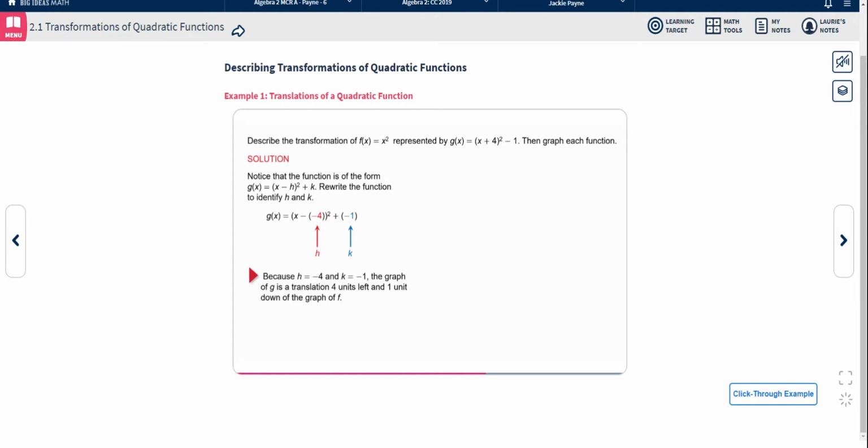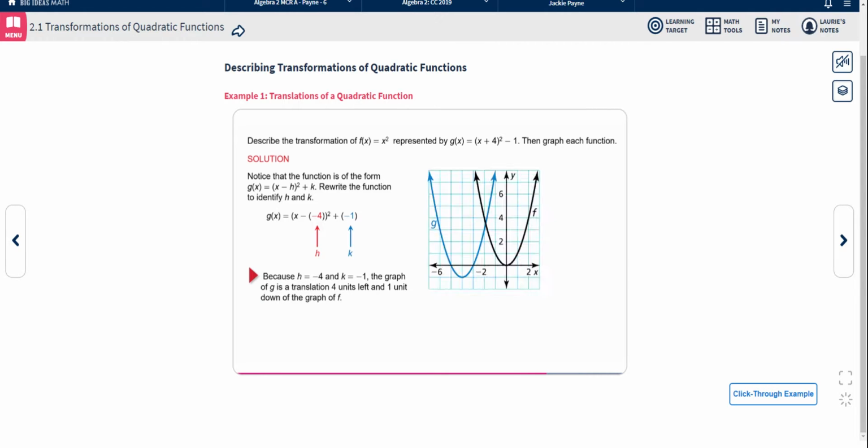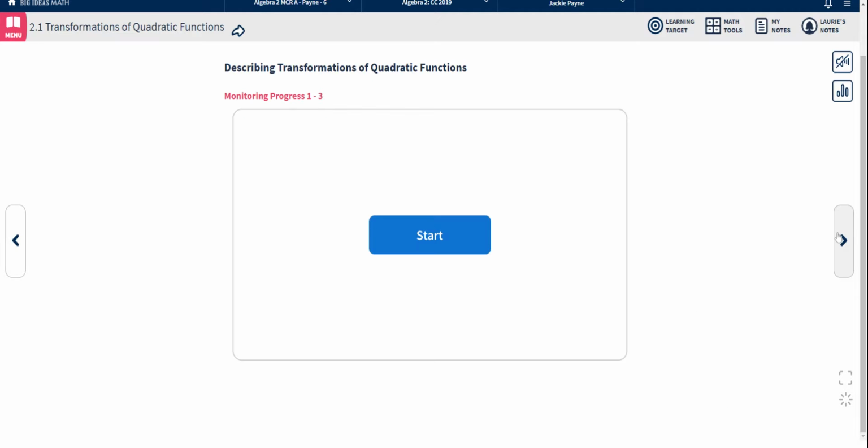Because h equals negative 4 and k equals negative 1, the graph of g is a translation 4 units left and 1 unit down of the graph of f. Graph the parent function f of x equals x squared, then use this transformation to graph g of x equals quantity x plus 4 squared minus 1. It's just the same we did in chapter 1. We're going to move on.